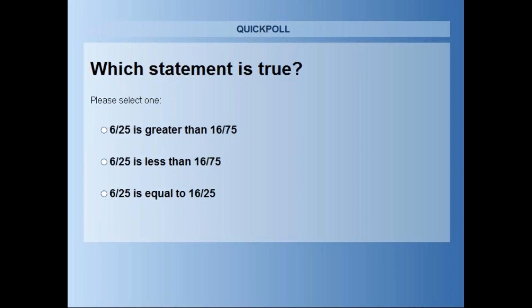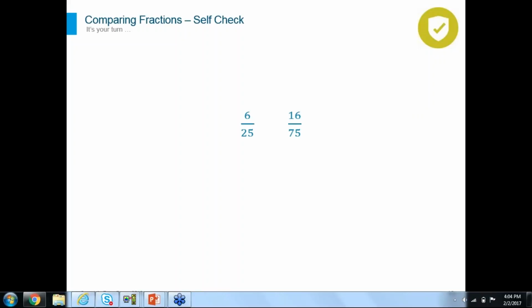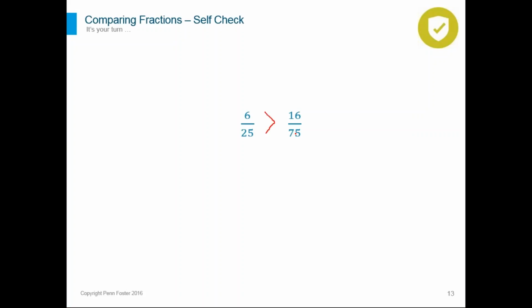Actually, the question is compare 6 over 25 and 16 over 75. If I just close the screen that you have right now, I'm not going to be able to bring it up, so you are able to choose the answer. So it's 6 over 25 and 16 over 75. Okay, let me share my answer. And the answer is that the first fraction is greater than the second fraction.